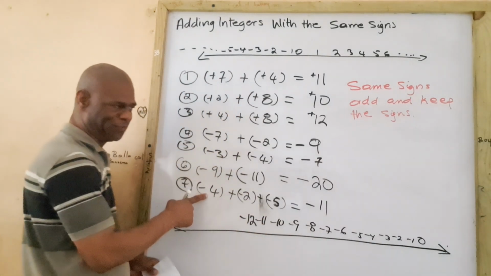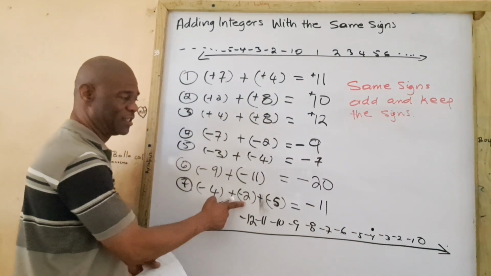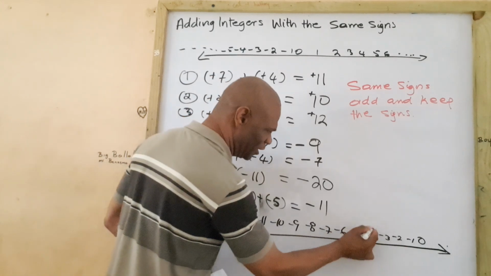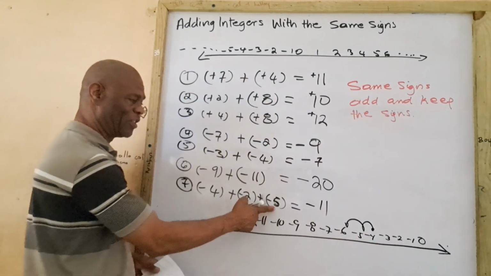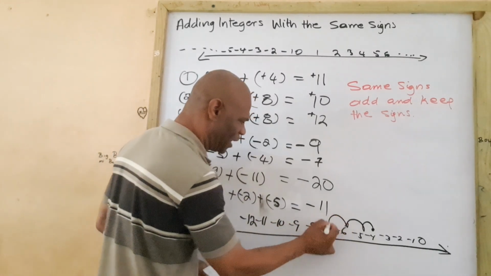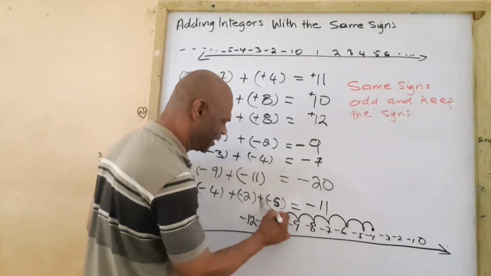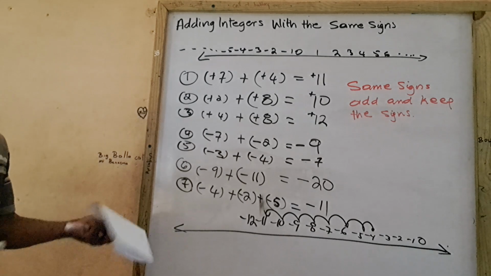So we locate -4, that's right here, and we're going to move 2 places to the left. So that takes us 1, 2. Alright? Then we are going to move a further 5 places to the left. So 1, 2, 3, 4, 5. And that takes us to -11. Alright?